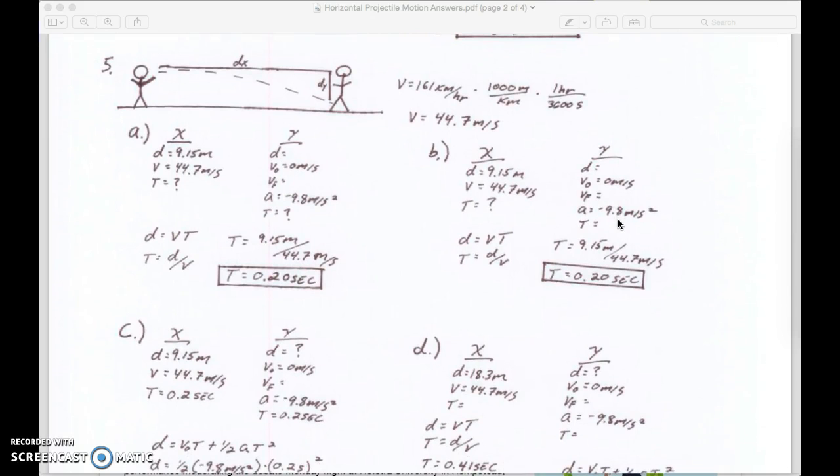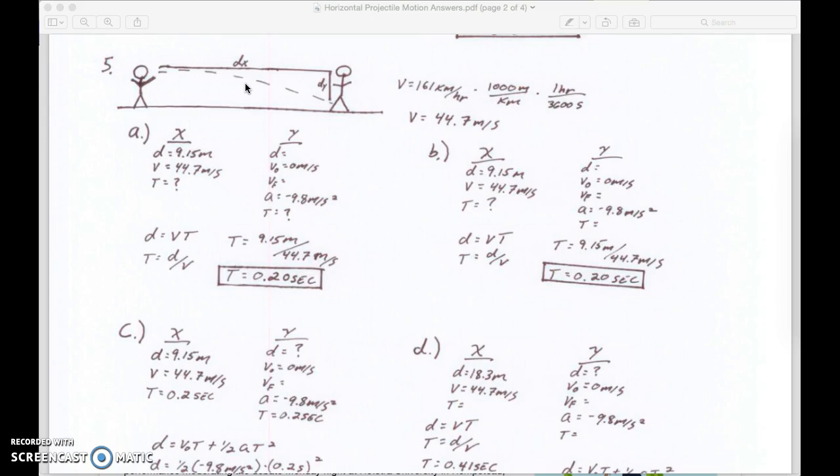Number 5. A baseball leaves a pitcher's hand horizontally at a speed of 161 kilometers per hour. The distance to the batter is 18.3 meters, so that's our displacement in the x direction on our picture here. A, how long does it take the ball to travel the first half of the distance? B, how long does it take to do the second half of the distance? C, how far does the ball fall during the first half? And D, how far does it fall during the second half?